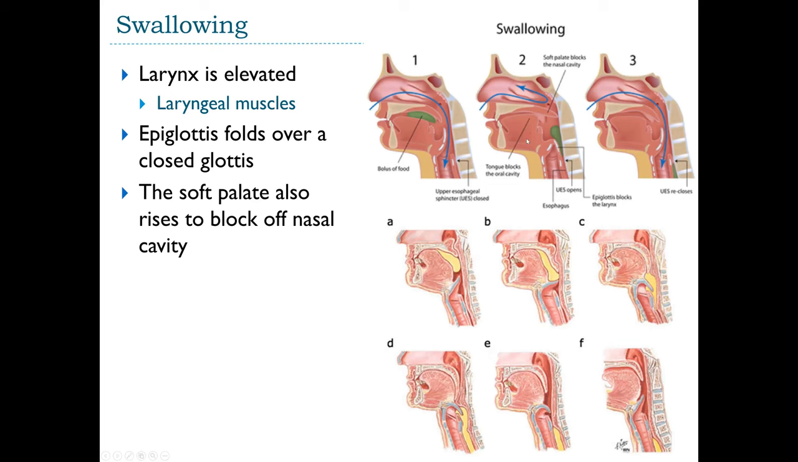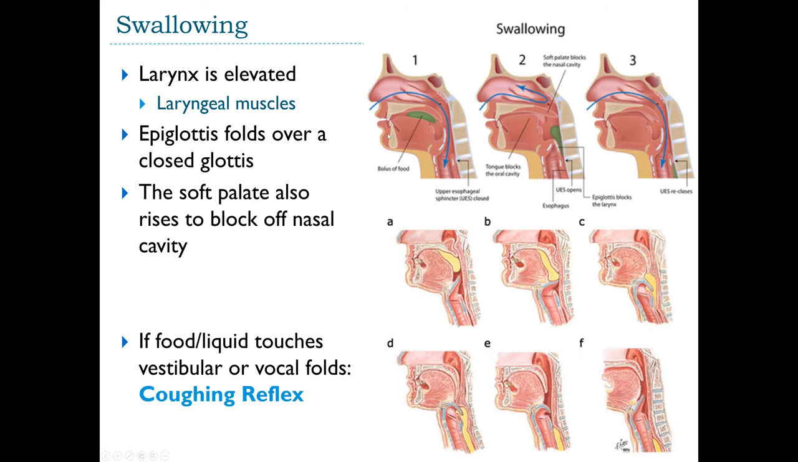And then when you swallow, the tongue raises up to block the oral cavity. The soft palate raises up to block the nasal cavity. The larynx rises to cause the epiglottis to fold over, which then blocks the opening to the respiratory tract, and food will slide down the esophagus instead. And then when you're done swallowing, it all reverses again. If food or liquid touches either the vestibular or vocal folds, which are part of the sound production structures, you will have a violent coughing reflex in which your respiratory system is forcefully expelling air to try to get the foreign matter out of the respiratory tract.